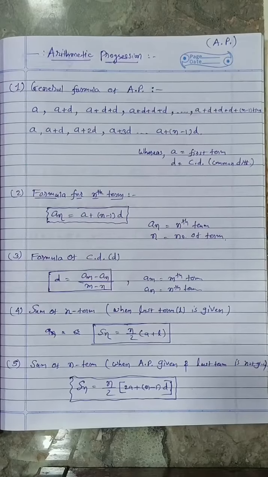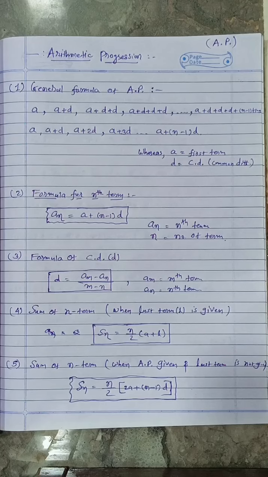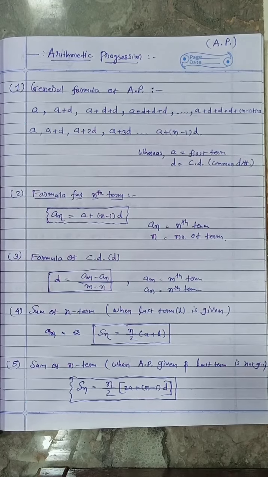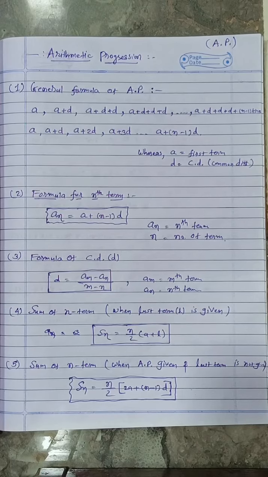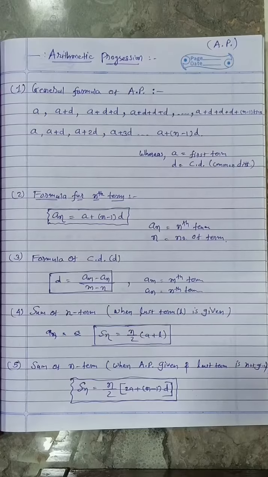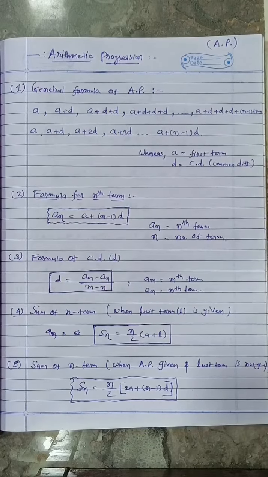Now formula number 3. In some problems the AP is not given and two different terms are given. Then the formula for common difference d is equal to am minus an upon m minus n. Now formula number 4. Sum of n terms. When the last term l is given, Sn is equal to n by 2 into (a plus l).